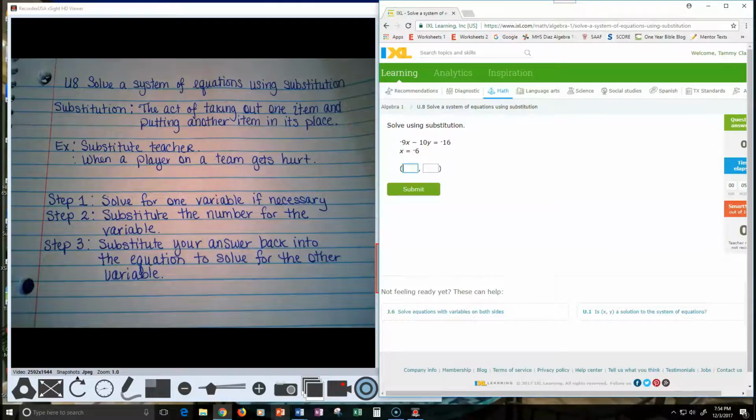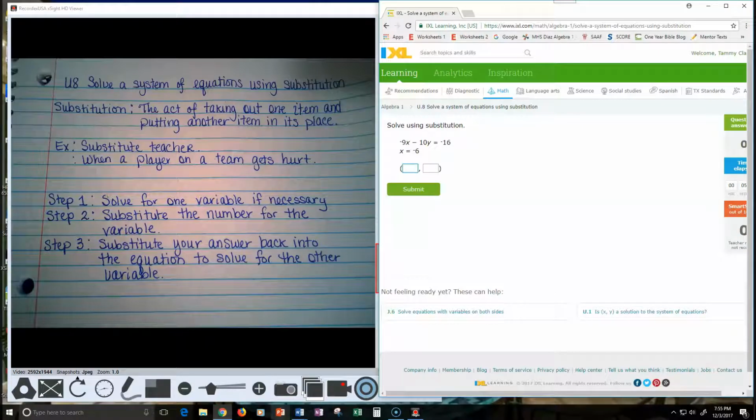Or you can think about it as a sports team, like if a quarterback or someone on the soccer team or volleyball team, basketball team, if someone gets hurt, or sometimes it's not even because somebody got hurt, it's because they need a rest, they don't just take the person out and not send anybody in their place. They send a sub in their place, short for substitute. So what we're going to do today is solve systems of equations using substitution, meaning we're going to take a variable out and put a number in its place.